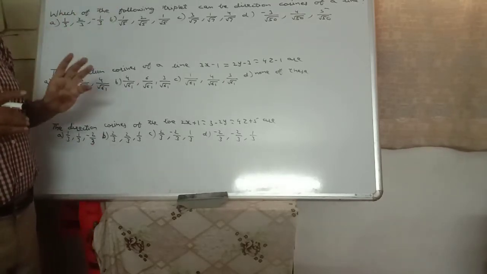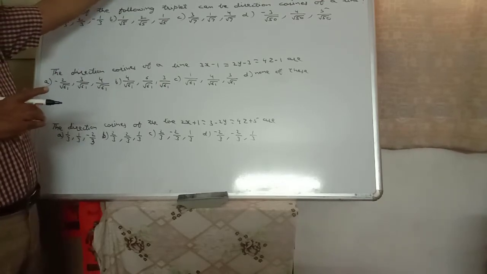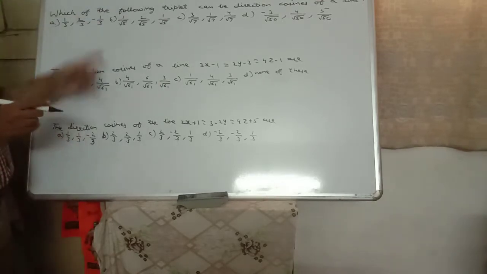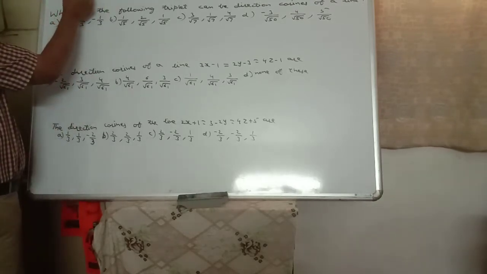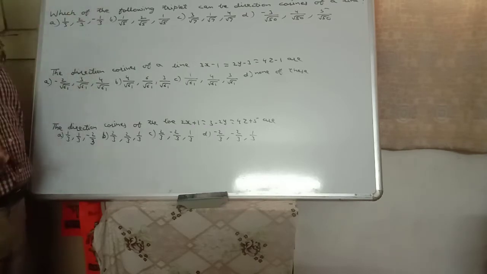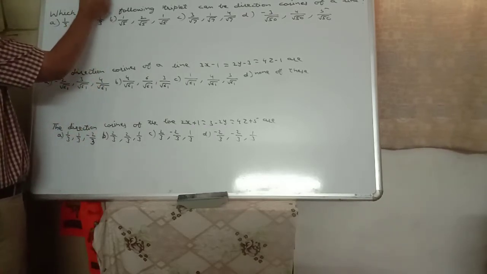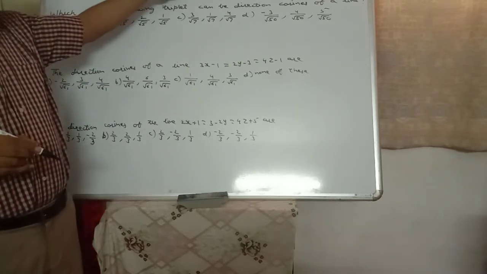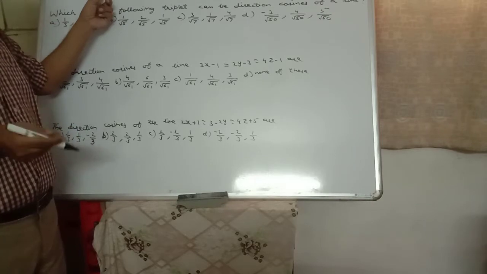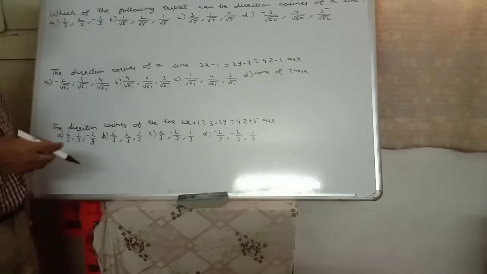observe the first line. Numerator: x minus 0, y minus 0, z minus 0. It means that this is a line which passes through a point. Suppose it is point A. Then its coordinates are 0, 0, 0. So this is a line which is passing through the origin. For the origin, all three coordinates are 0.